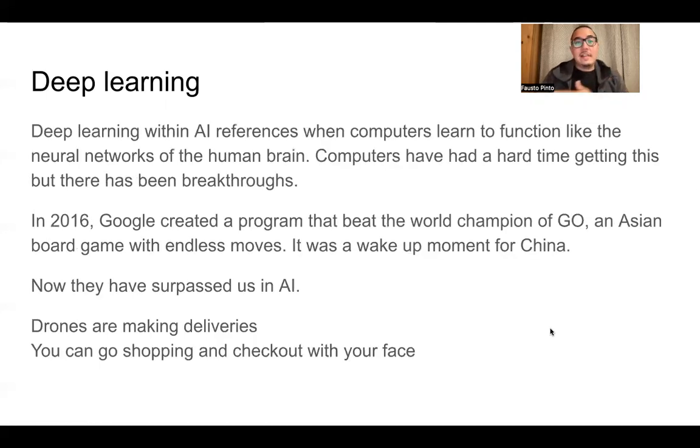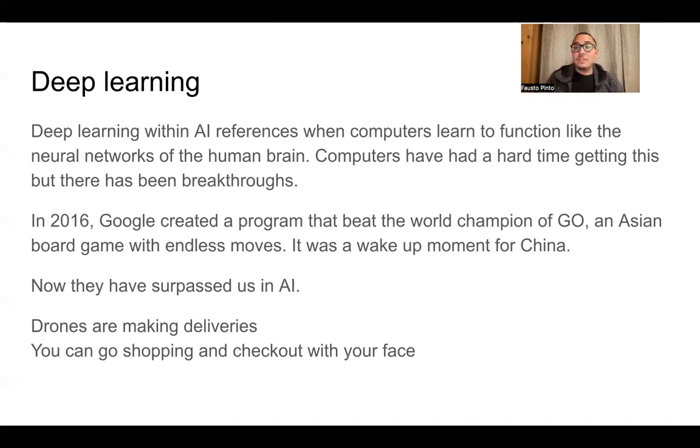So deep learning within AI references when computers learn to function like a neural network of our brain. Sounds scary. It sounds like some Terminator stuff. But computers have had a hard time getting this, but lately there have been breakthroughs. In 2016, Google created a program that beat the world champion of Go. I never heard of this, an Asian board game with endless moves.